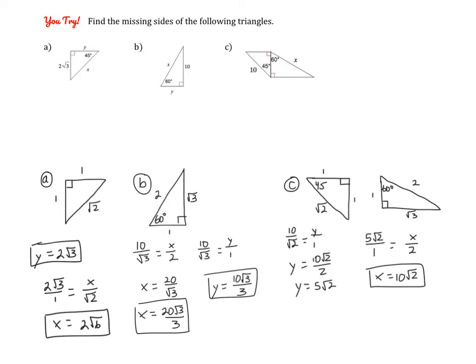Then for part C, I started by finding y, which is going to be the common leg that they both share, and I found that y is 5 root 2. So if y is 5 root 2, then I can use that to find x. So 5 root 2 goes with 1, and x goes with 2, and that would be my ratio. So you end up with x equals 10 root 2.